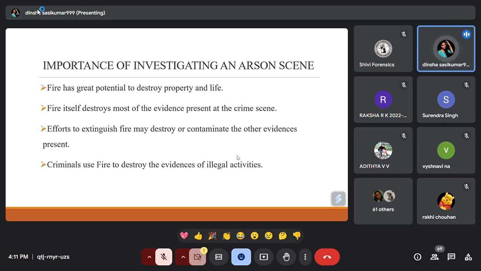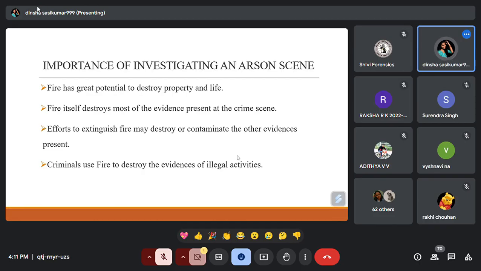Now, what is the importance of investigating an arson scene? We know that fire has a great potential to destroy property and life. It is capable of destroying everything. Fire itself destroys most of the evidence which is present at the crime scene.